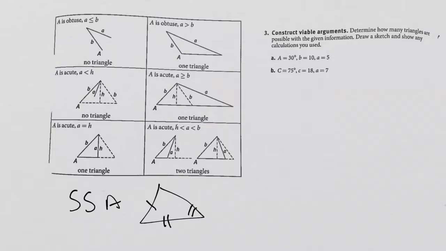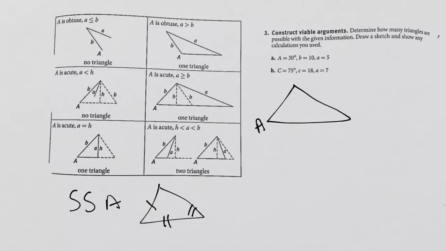So let's look at some of these problems, a problem that we would ask. We're going to basically say construct a valid argument. Determine how many triangles are possible with the given information. Draw a sketch and show how many calculations are used. So let's do letter A here. Letter A says we have a triangle. And I always draw a triangle, even if I get information that yields no triangle, I draw a triangle just for easy reference.